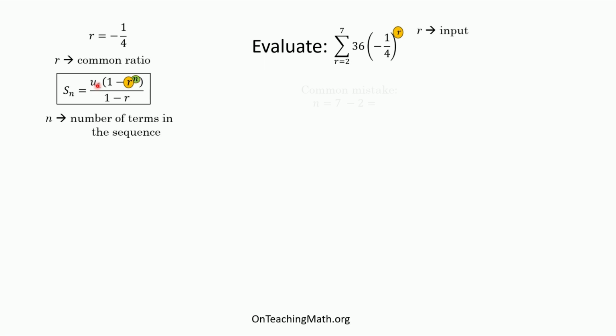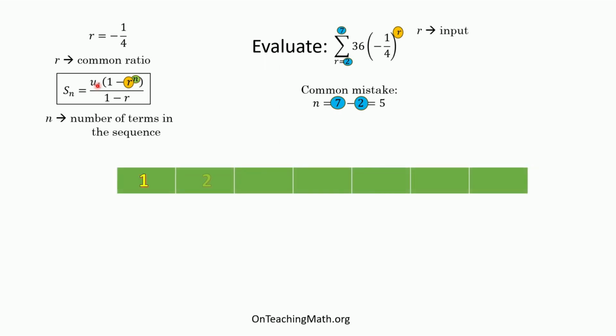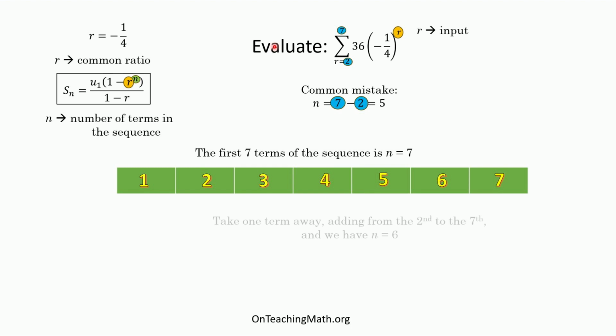The most common mistake people make is they say, oh, well, I'm going from 2 to 7, so that's a difference of 5, and that is wrong. Check this out. If we had all 7 terms starting on 1, not 2, N would be 7: 1, 2, 3, 4, 5, 6, 7. You just add them all up, right? Well, if we're starting on 2 instead of 1, we're only taking 1 term away. Turns out we actually have 6, not 5. So it's not really subtraction. You're counting. So N is equal to 6, not 5. That's the first place to get into trouble.